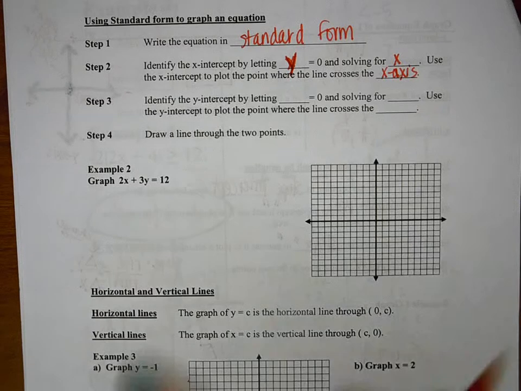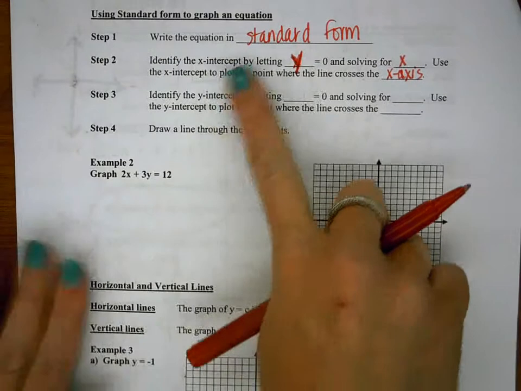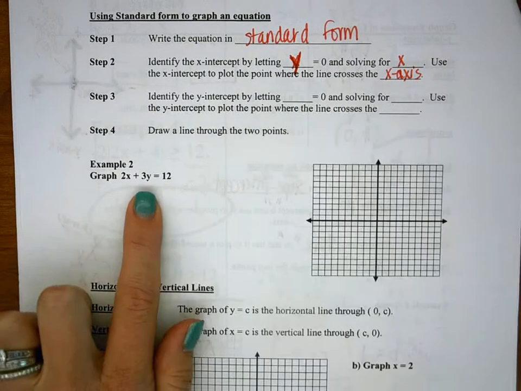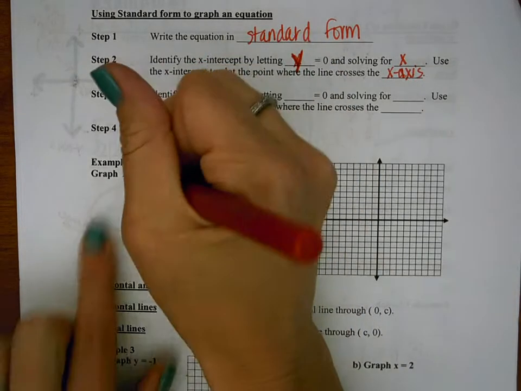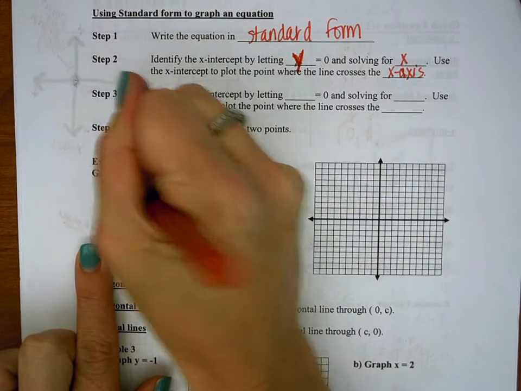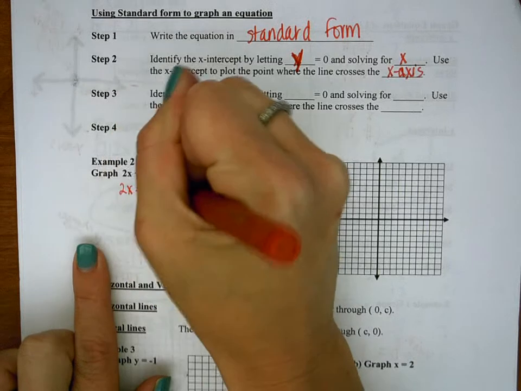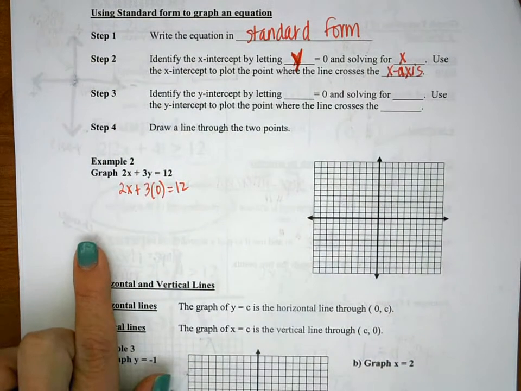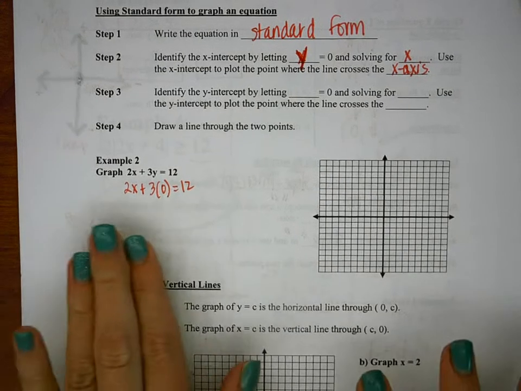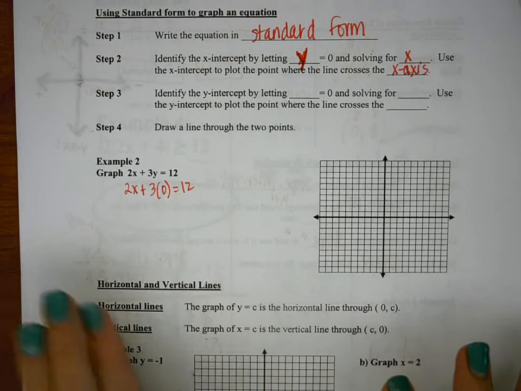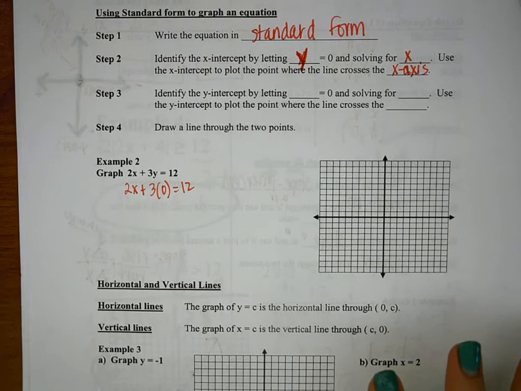Okay, so they said identify the x-intercept by letting y equal 0. So if we go down here, we are going to let y equal 0. So I'm going to rewrite this equation as 2x plus 3 times 0 equals 12 because they said let y equal 0. If you notice, there's no variables in here except for x now, right? And so we're just going to solve this.